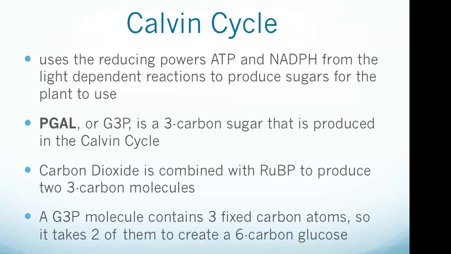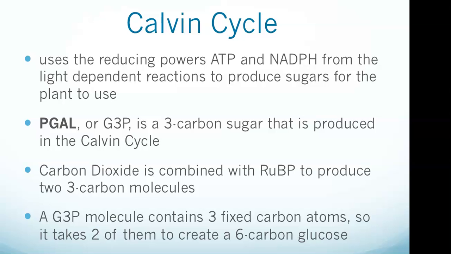All right, we're jumping to the Calvin cycle. So we've got the Calvin cycle and then photorespiration, and then we'll be done. Now this is a fairly lengthy video compared to what we usually have. The Calvin cycle uses the reducing powers of ATP and NADPH from the light-dependent reactions to produce sugars for the plant to use. These substrates are used in a series of reduction-oxidation reactions to produce sugars in a stepwise process.